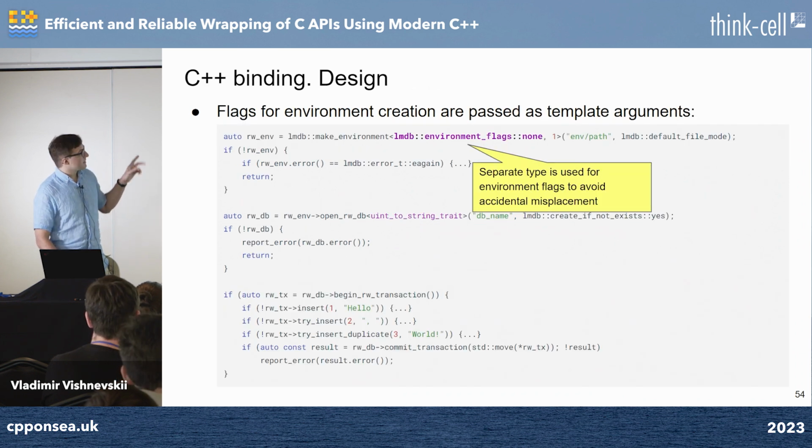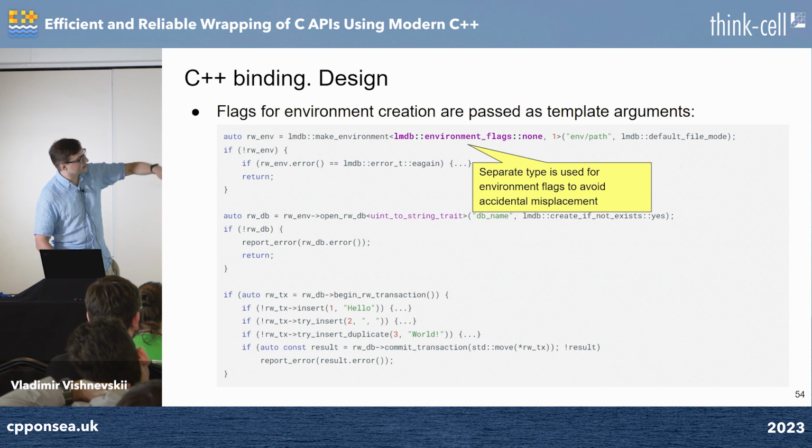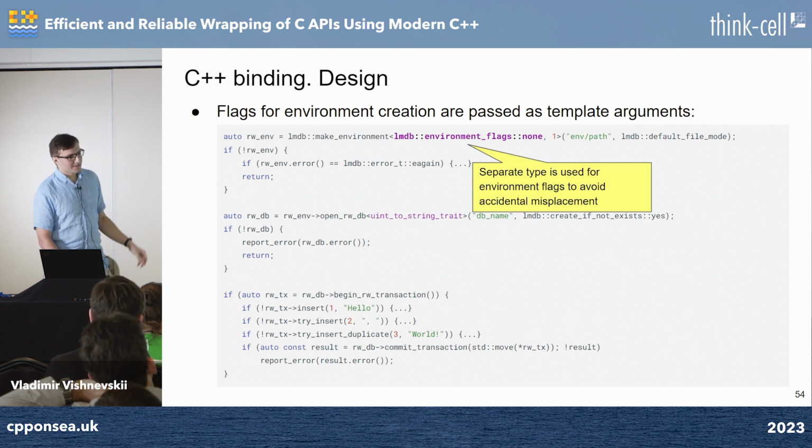So here are the environment flags. Here we are providing none of them. Again, these are the flags. The second one is the number, the one standing after the comma. This is the number of databases that can be opened within the environment. Generally speaking, the flags and this number are also unsigned integers, so they can have compatible types.